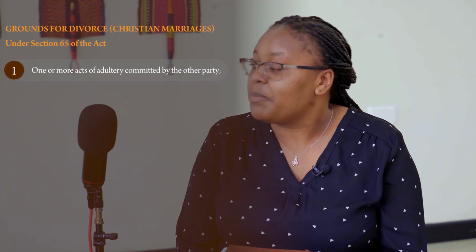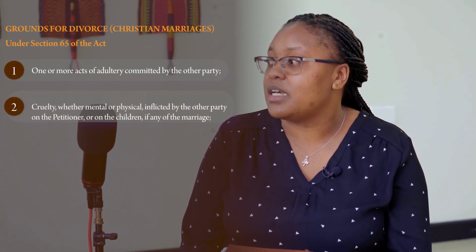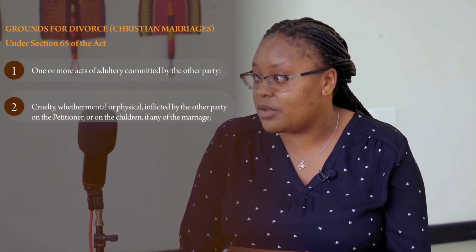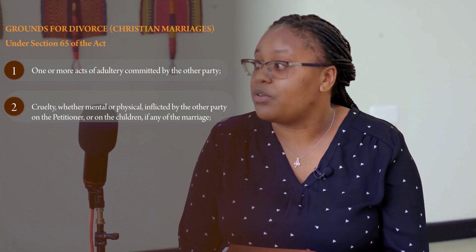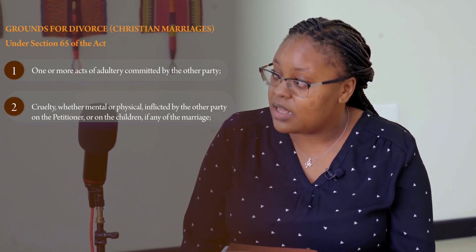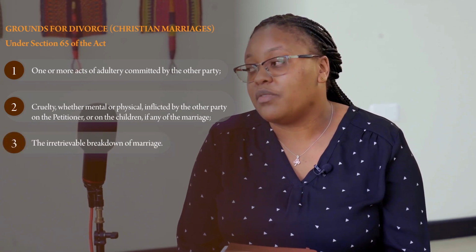Right. So as you're drafting your petition, of course, you'll give a brief history of your marriage and a brief history of the facts. And then you need to establish what grounds you are relying on. Some of the grounds, the common one being adultery, we have cruelty, and cruelty can be either mental or physical, and it doesn't necessarily have to be on you as a spouse. It can be cruelty to the children as well. We have irretrievable breakdown of the marriage.